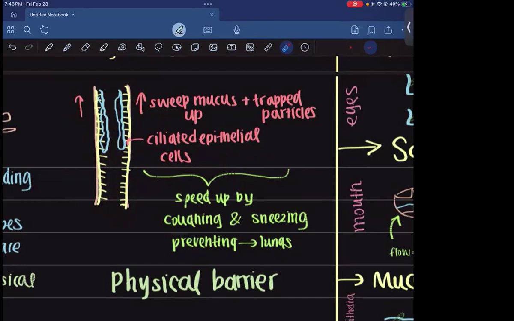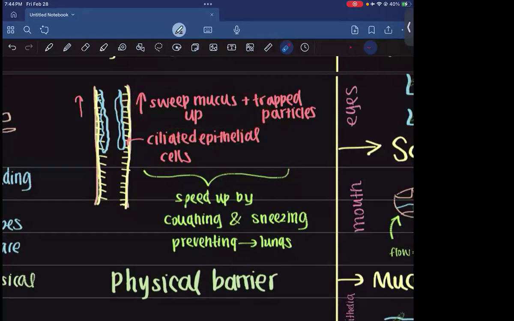When a particular pathogen, a foreign substance, enters your respiratory tract, first of all, the pathogen will be trapped by the mucus. And then you will have this cilia, right? The cilia are going to start beating upwards, and they will push this mucus upwards, sweeping the mucus upwards.